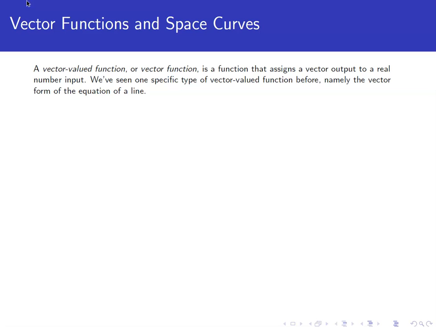We've already seen one type of vector-valued function, and that's when we wrote the vector form of an equation of a line. More specifically, if our vector r0 is the vector x0, y0, z0, and v is our direction vector a, b, c, then we wrote the equation of the line in vector form as r0 plus t times v, or as the components go, x0 plus ta, comma, y0 plus tb, comma, z0 plus tc.